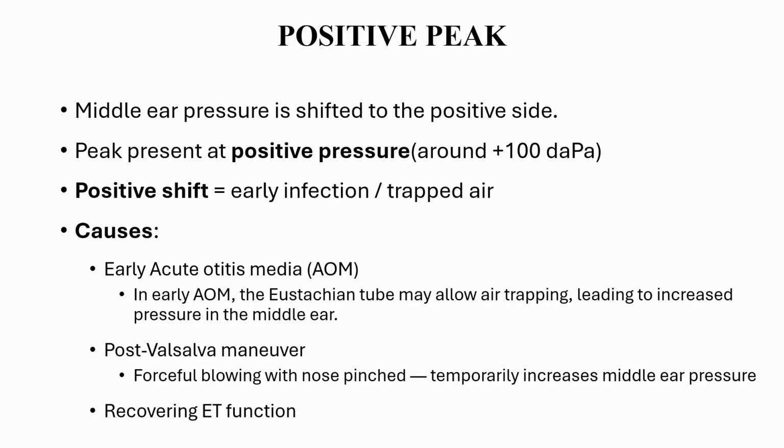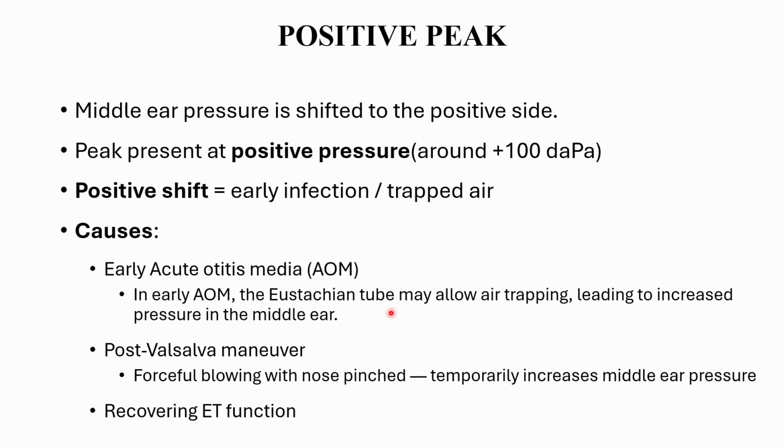Very rarely, in some cases, a positive peak may appear, meaning the peak may come in the positive range. So middle ear pressure is shifted to the positive side. Peak present at positive pressure around 100 daPa. This positive shift shows early infection or trapped air, meaning in early acute otitis media, the eustachian tube may allow air trapping, leading to increased pressure in the middle ear.